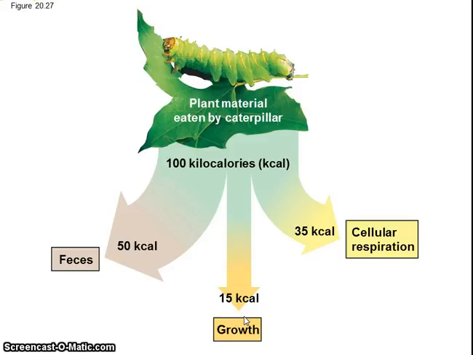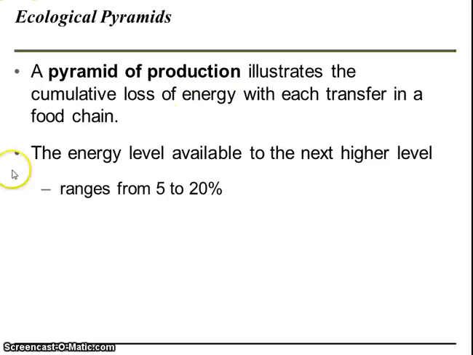That can be anywhere from 5% to 15%. Usually you'll see about 10%. So this means that each level you go up the food chain, you're taking a lot of this energy and it's exiting the system. So let's look at that energy from level to level.